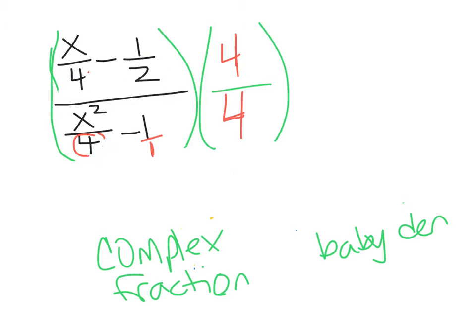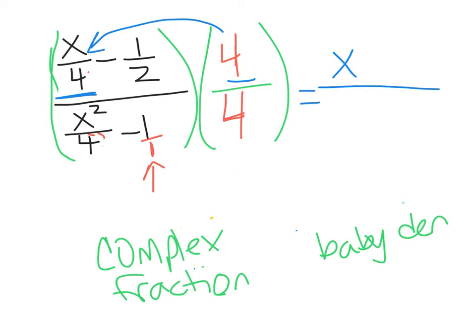I'm going to erase these. And notice I have this 1 right here. It didn't have a denominator, so I put it over 1. So let's carefully distribute this. And in this one step, all of a sudden stuff is going to get simpler. I promise. If I do 4 times x over 4, guess what happens? Those denominators cancel. That's the entire point. Then I'm going to do 4 times negative a half. Well, that just simplifies to x minus 2.